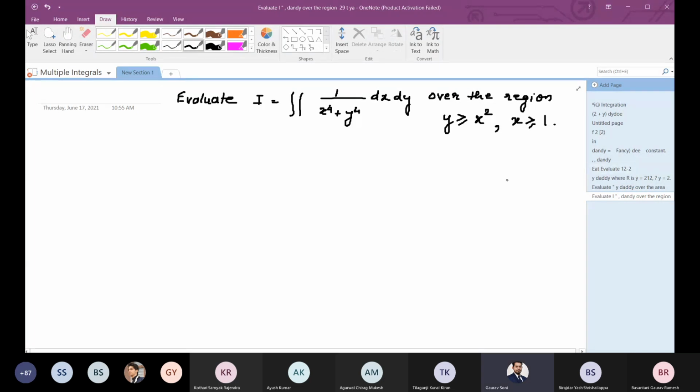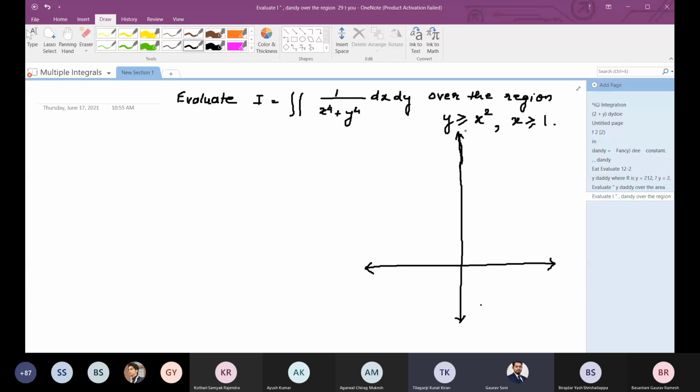Who can tell me what will be the region here? How can we draw the region? First of all, this is not an equation. It is an inequality. How can we draw an inequality? This you have done in your LPP in your 12th standard. How do you draw an inequality? We draw the graph and according to the inequality, we shade the region.